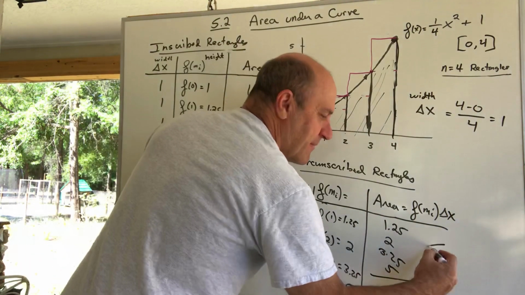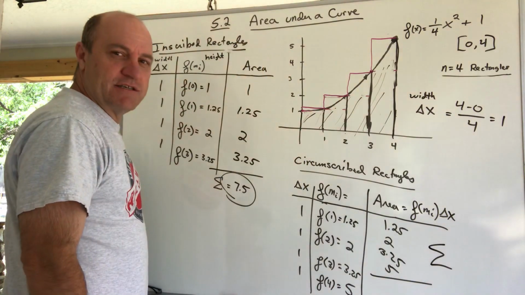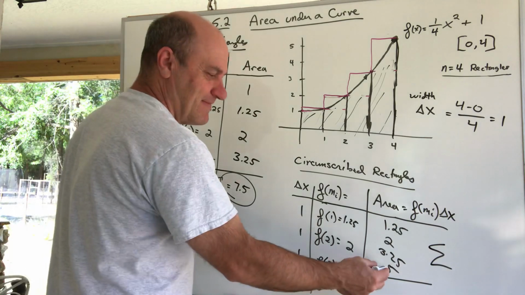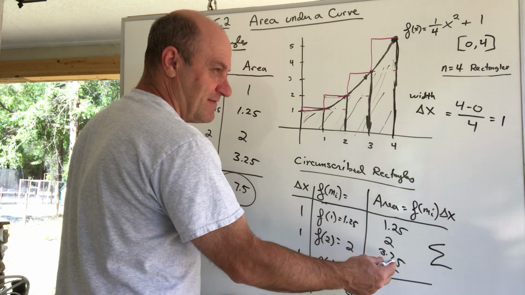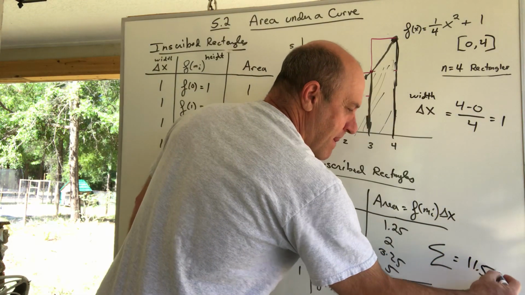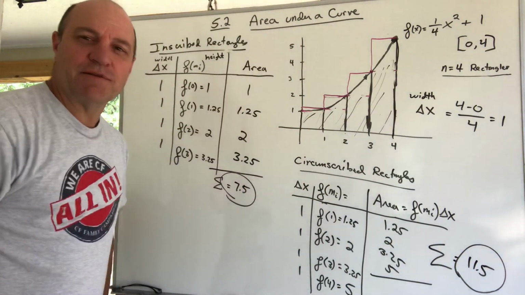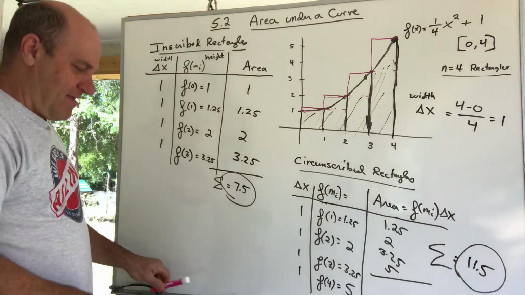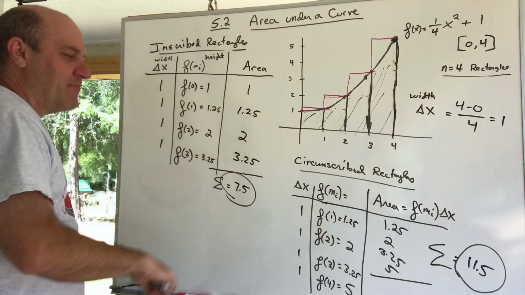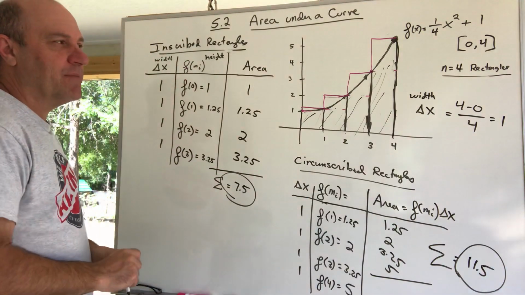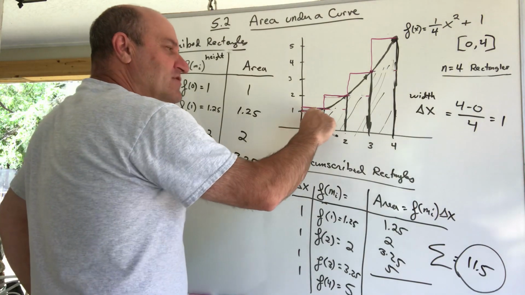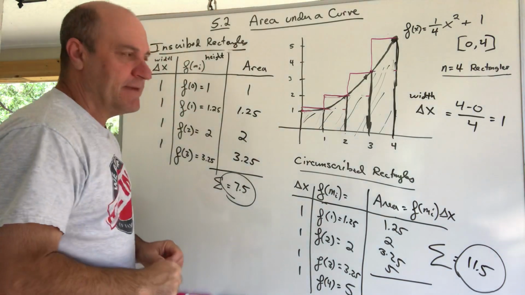When I add these up, the answer is 11.5. That's the overestimate of the area. So you have homework that makes you do that. Inscribed rectangles, circumscribed rectangles. You just have to pick the right endpoint to get the right height. Either you're getting an inscribed height or a circumscribed height.